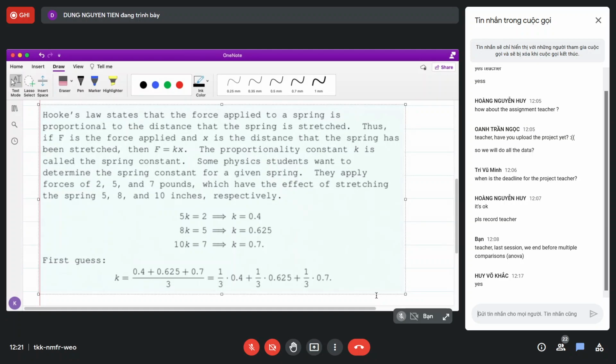Then you can apply forces of 2, 5, and 7 pounds, which have the effect of stretching the spring 5, 8, and 10 inches. Then you get the equations 5k equals 2, 8k equals 5, 10k equals 7. Then you get the values of k: 0.4, 0.625, and 0.7. Do you understand?